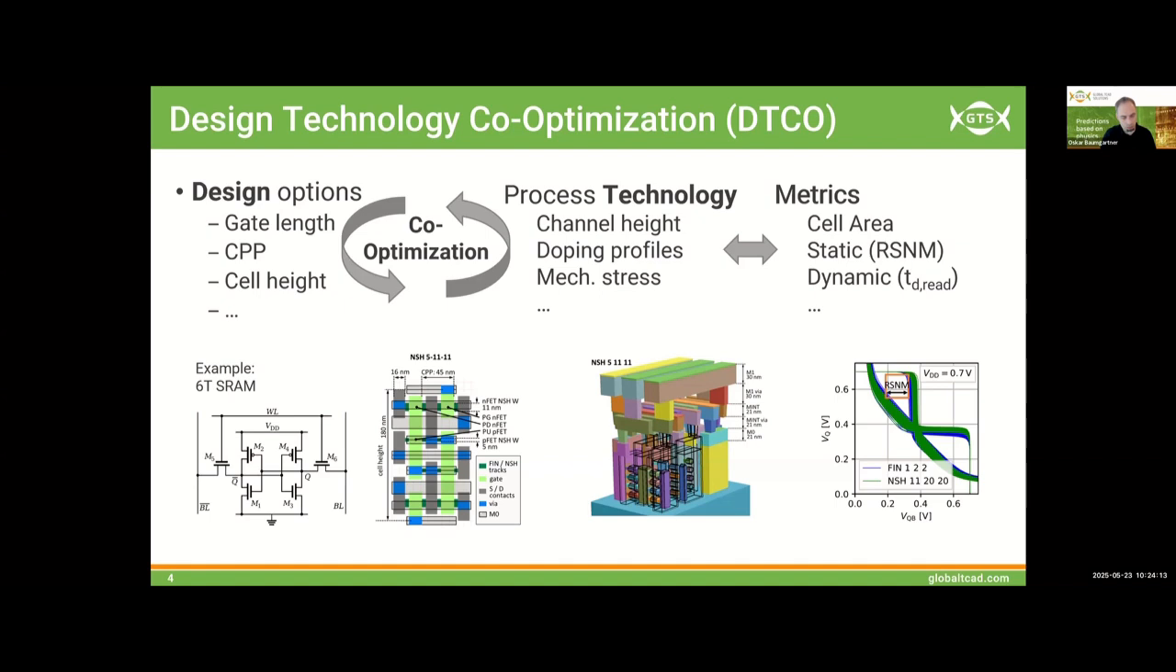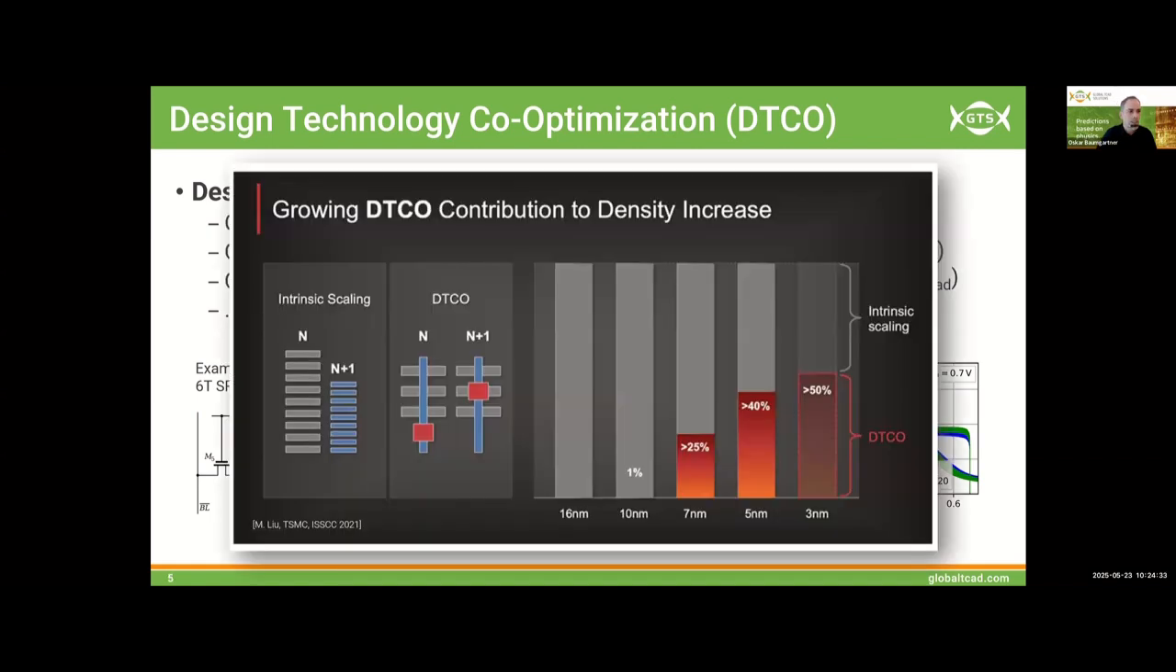And they increasingly interact with each other and have an impact on the thing that's interesting to the designer or the people that actually want to make a product out of the whole thing, and which are the key metrics for devices like power, performance or noise margins and so on, depending on what device we are talking about.